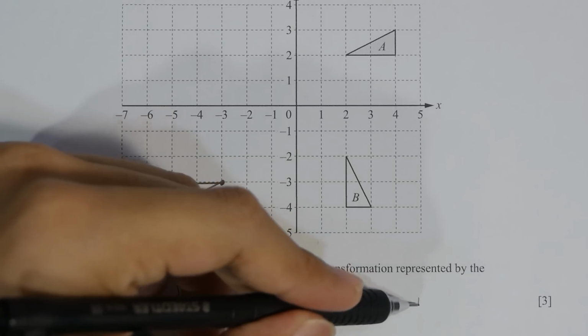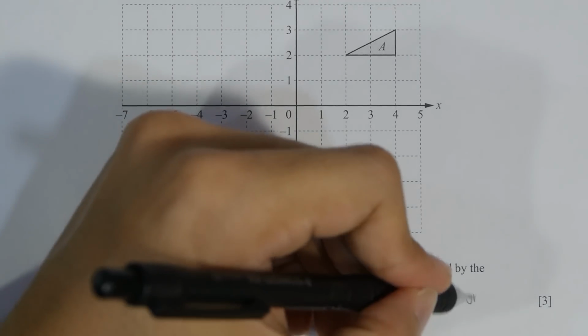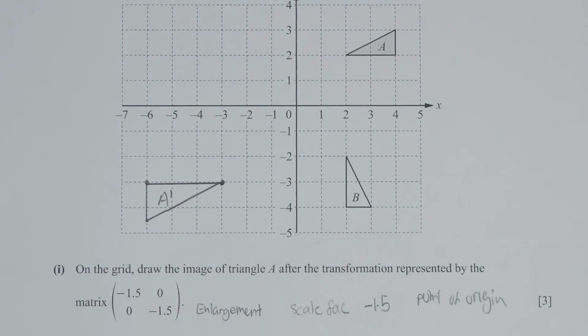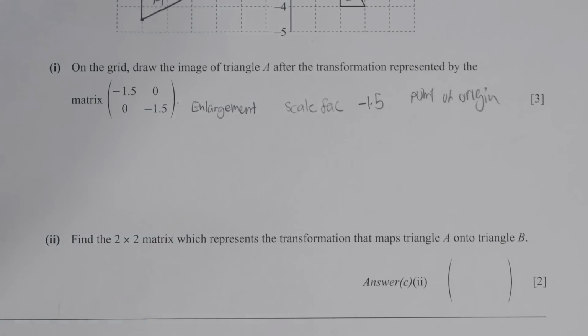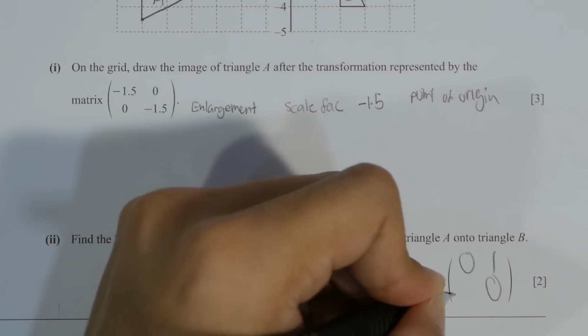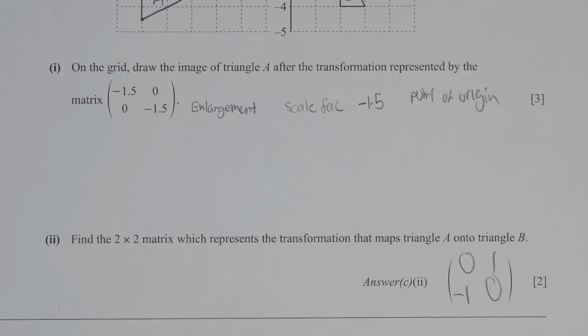Find a 2 by 2 matrix which represents the transformation that maps triangle A to triangle B. This one is actually a 90-degree clockwise rotation. So the matrix goes by 0, 1, negative 1, 0.